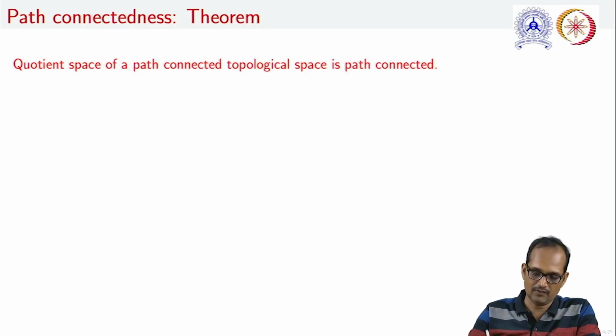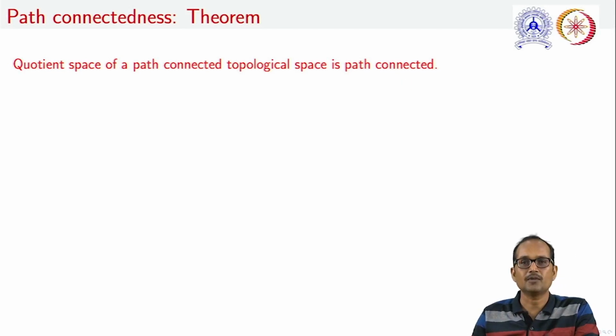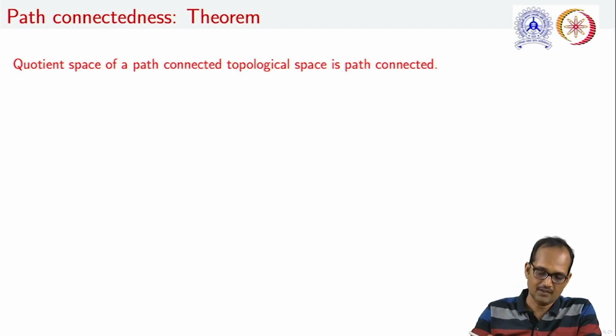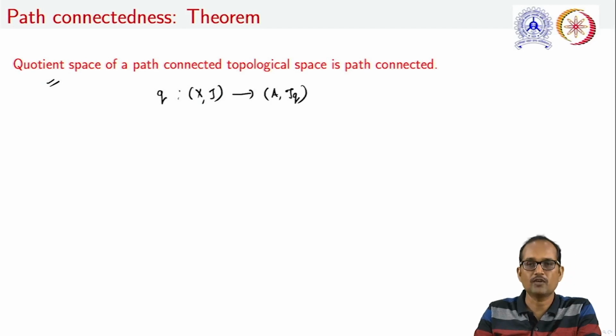Moving ahead, let us use this result, and by using this result we can conclude this simple result. The statement of this theorem is that a quotient space of a path connected topological space is path connected. Just recall the concept of path connected, or recall the concept of quotient spaces. What we have studied is that if a topological space (X, τ) is given, and let us take Q to be a quotient map. This is a map onto A with the quotient topology on it.